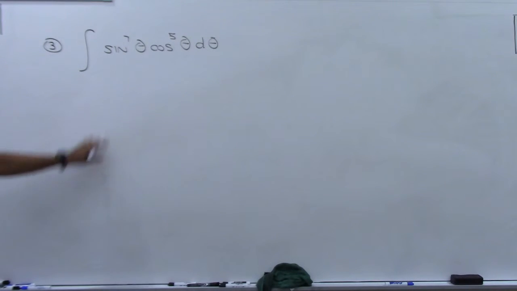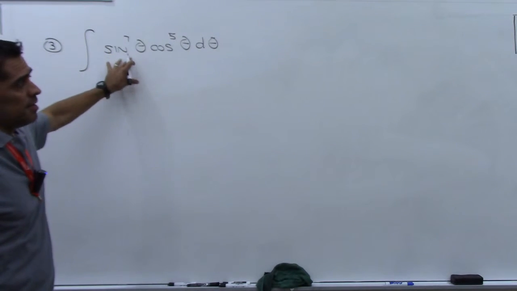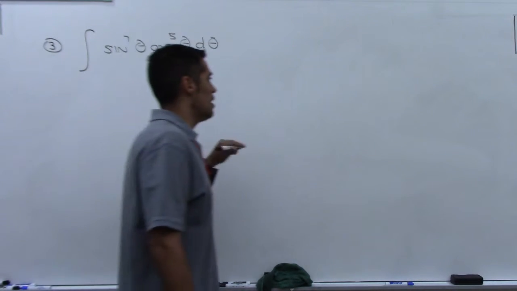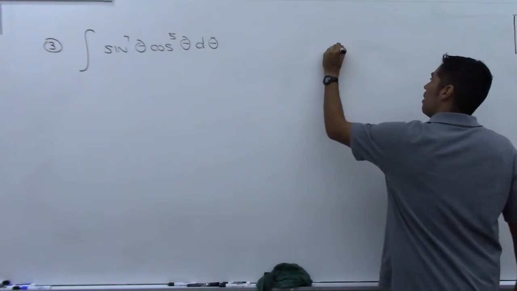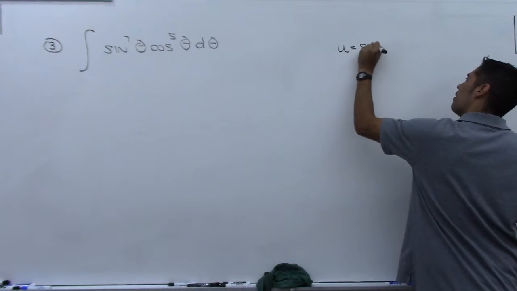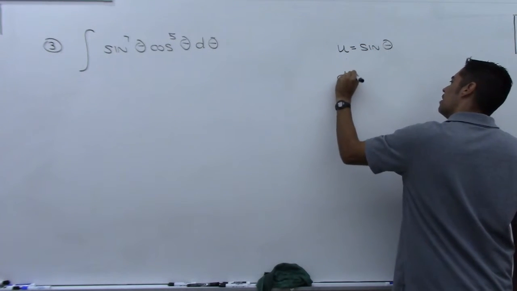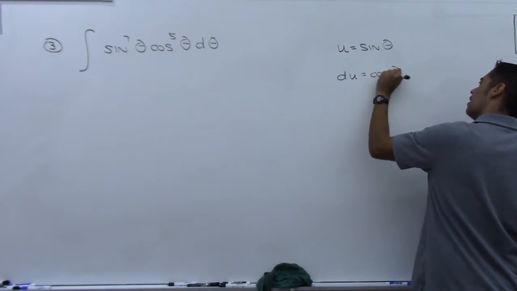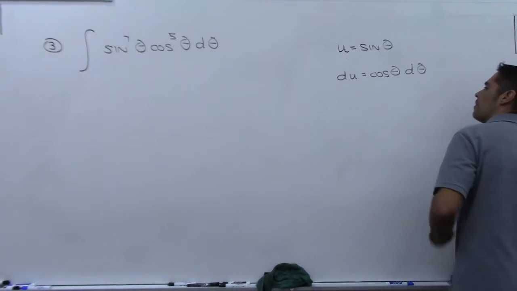So I'm going to go ahead and use the sine because I like the derivative of sine. The derivative of sine is just cosine. I won't have to worry about any negatives. So I'm going to let u be equal to sine theta. Du is equal to cosine theta d theta.